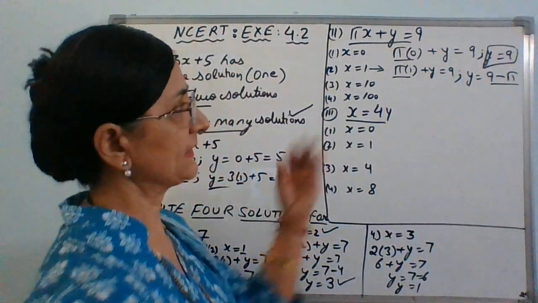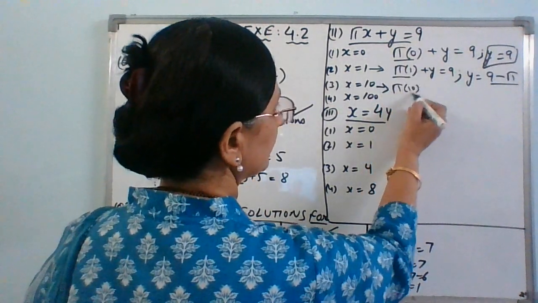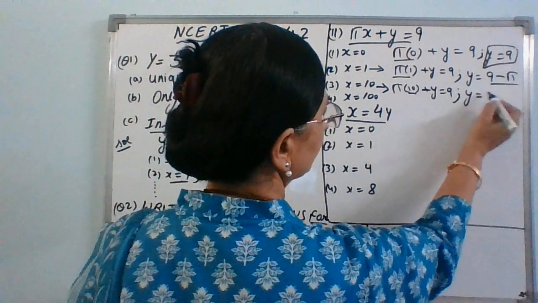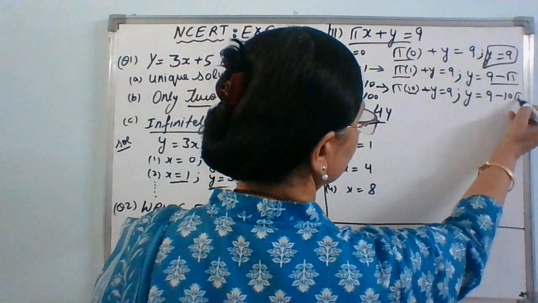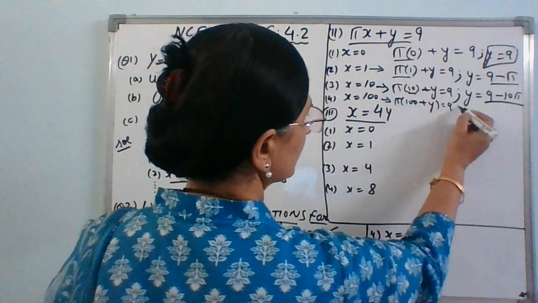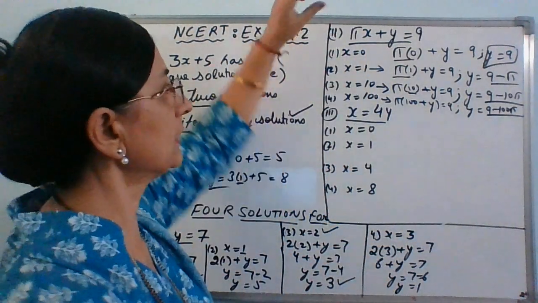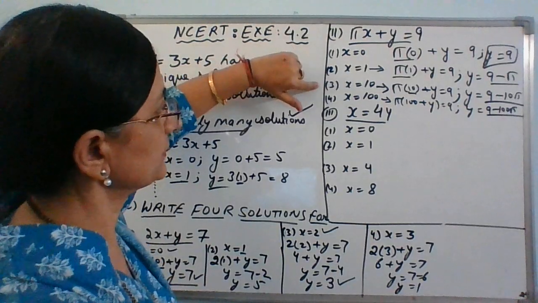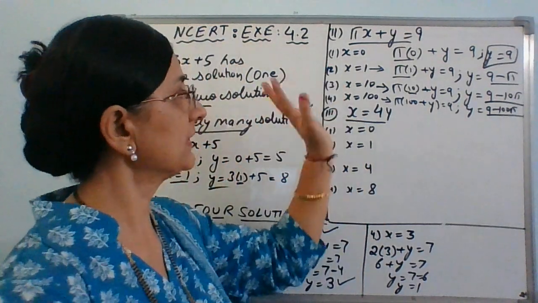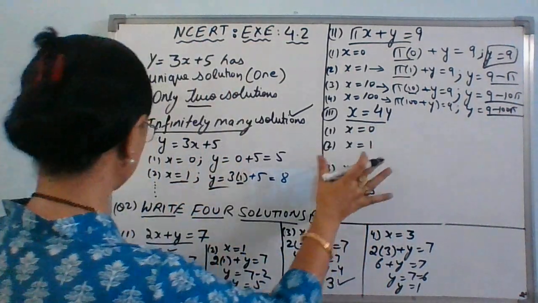We are not going to substitute the value of pi, we will give the answer in pi. Now pi into 10: in place of x I have substituted 10, pi into 10 plus y is equal to 9. So y is equal to 9, and shift this to the right side, 10 pi. So this is the answer. Similarly for 100, pi into 100 plus y is equal to 9, so y is equal to 9 minus 100 pi. Right? So these were the solutions for x equals 0, x equals 1, x equals 10, x equals 100. It was my choice. I took these values. You can take different values of x, then you can find out the answer for y.